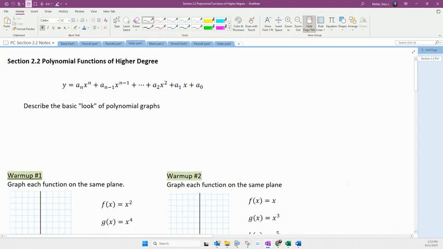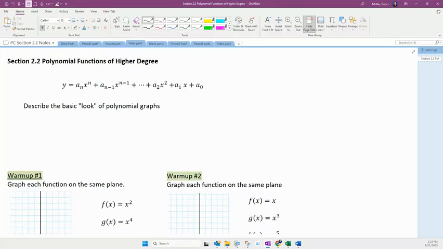All right, in today's video, we're going to be talking about section 2.2. We're going to be talking about polynomial functions of higher degree. Of course, we just got done reviewing quadratics, which are polynomials of second degree. And I guess in chapter 1, we did polynomials because we did linear, which are polynomials of the first degree. So now we're going to talk about everything polynomial at this point.